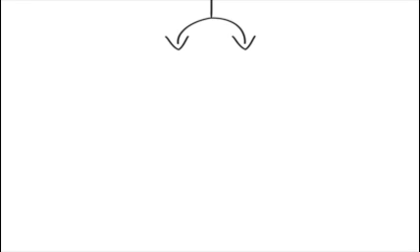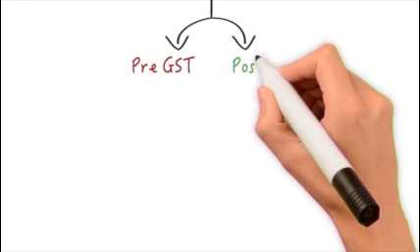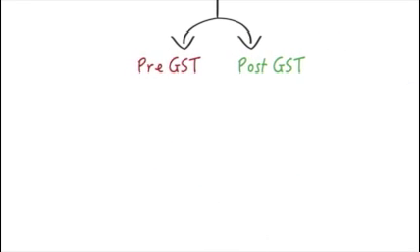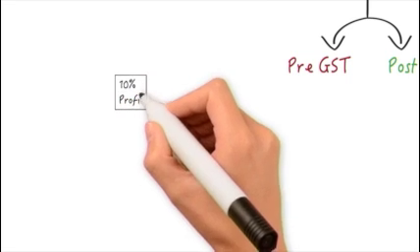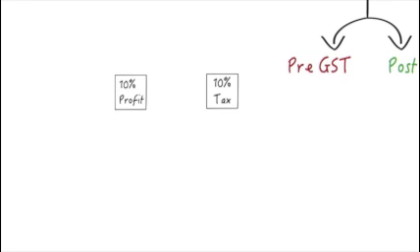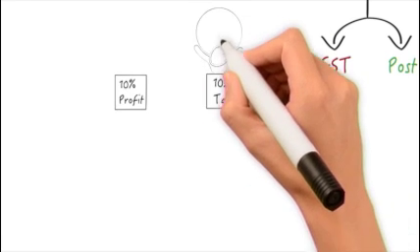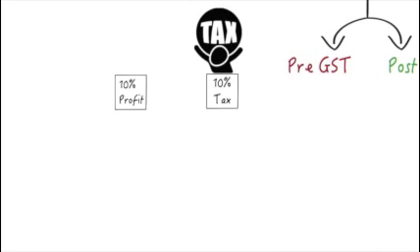Let's take two scenarios, pre-GST and post-GST. For the ease of calculation, let's put some fixed variables in: 10% profit, 10% tax, and round off all the numbers. Pre-GST, the cascading effect of tax.